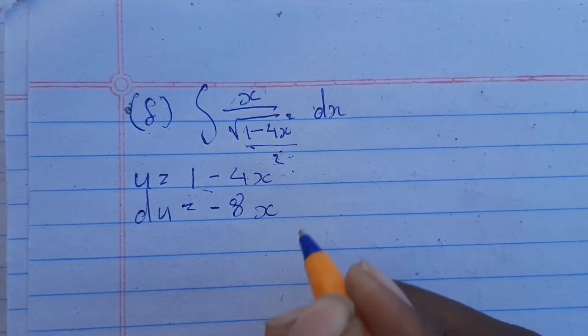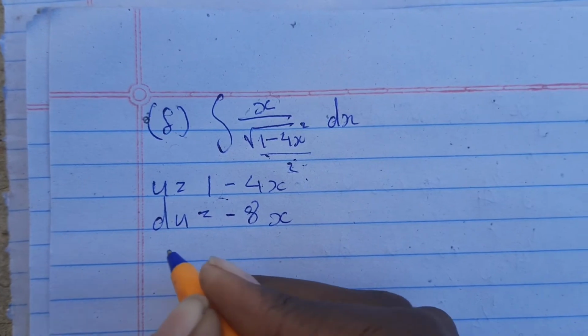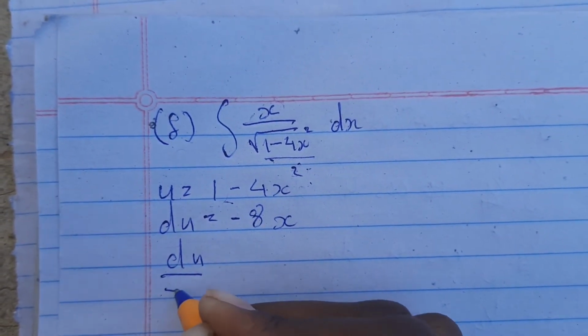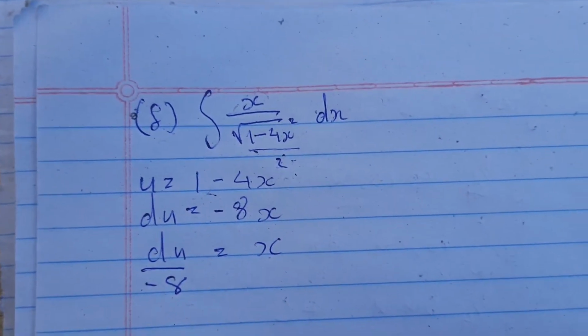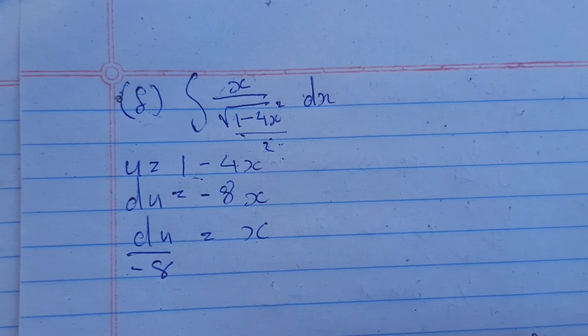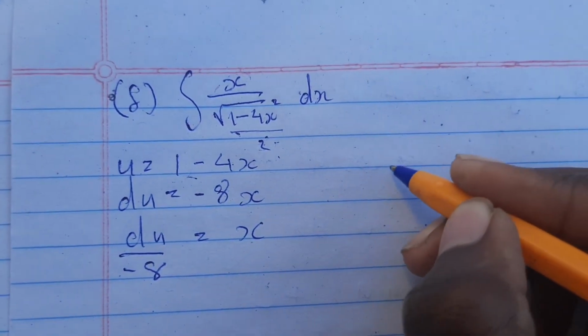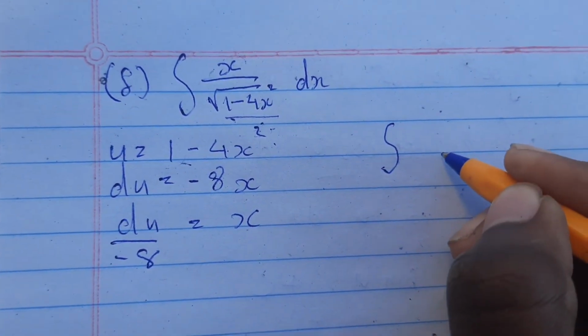So to make them match, we need to get rid of this 8 over here. So we divide both sides by 8, giving you a du over negative 8 is equal to x. Now that we have our u and our du, we're going to take it back into the integration equation.